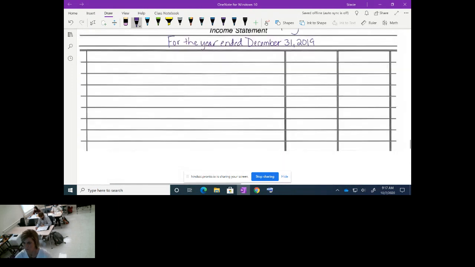Okay, so what goes first on our income statement? Revenue. Well, because there's two different ones. Yeah, in the book, they don't actually have this heading, but I'm using it because that's what I've done in the past. So you can use it or not. If you didn't have it on a test, I'm not going to count off for it. Fees earned and rent revenue.